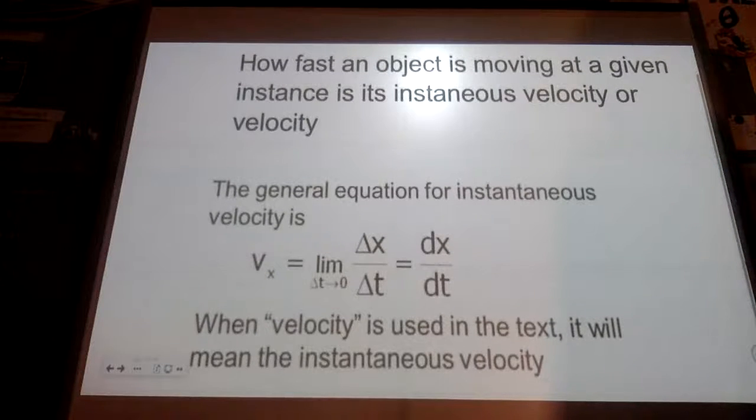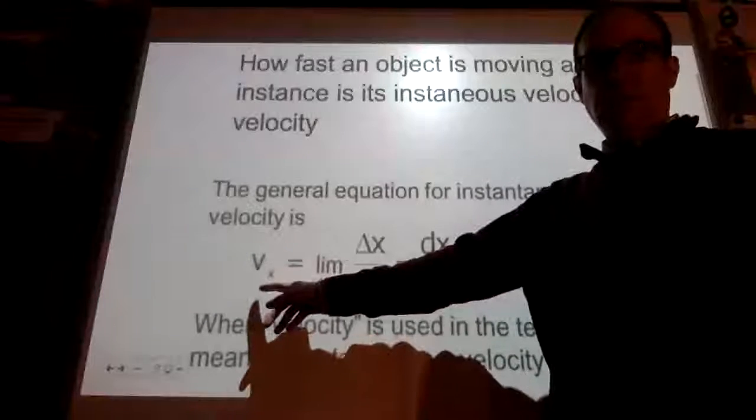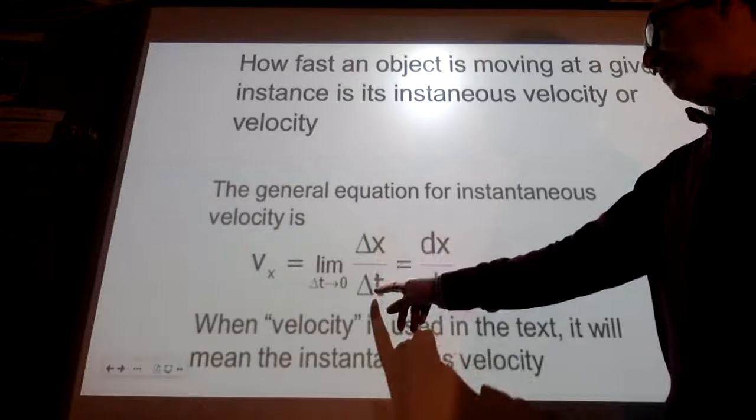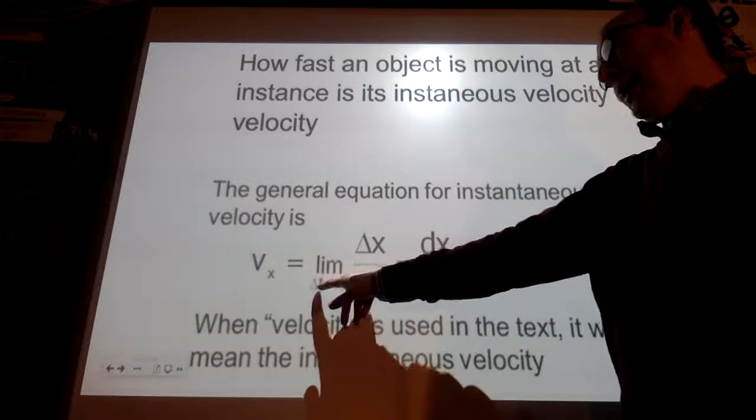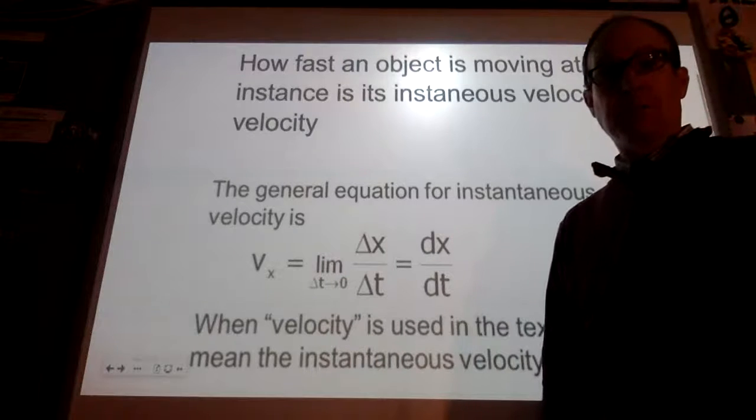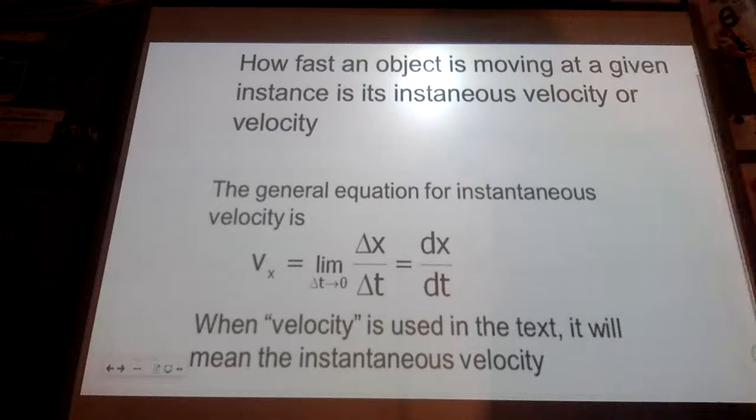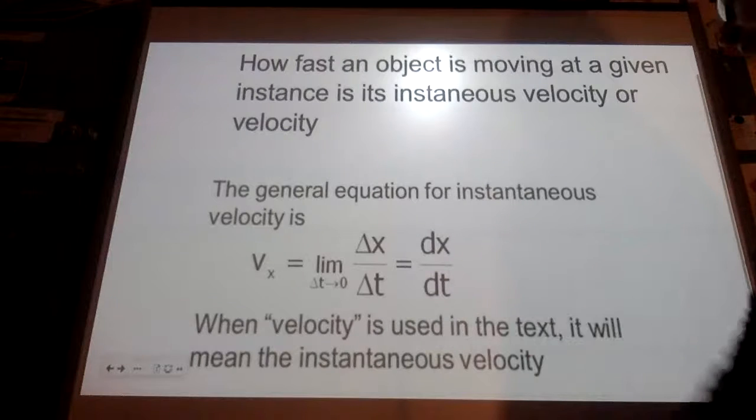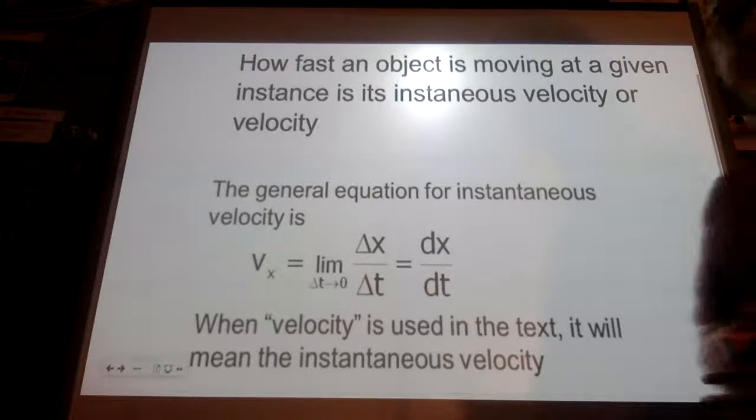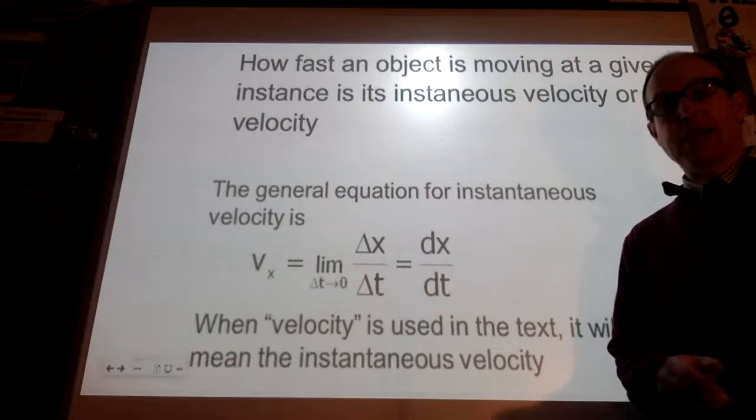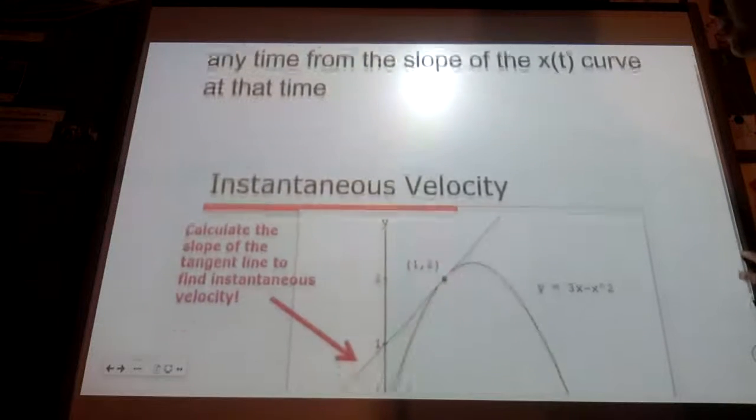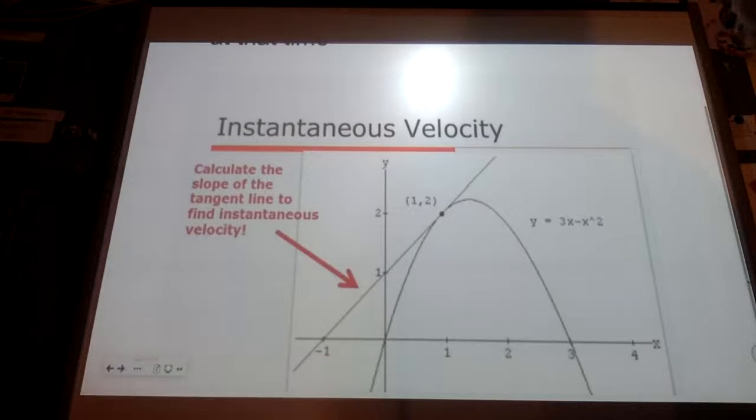All right, so in general, our velocity at an instant is going to be the change in displacement over time as time goes to zero, which we call the derivative of displacement with respect to time. When we're talking about velocity in our text, we're talking about instantaneous velocity unless they tell you it's average velocity. And we can find this by looking at our slope at that given point.